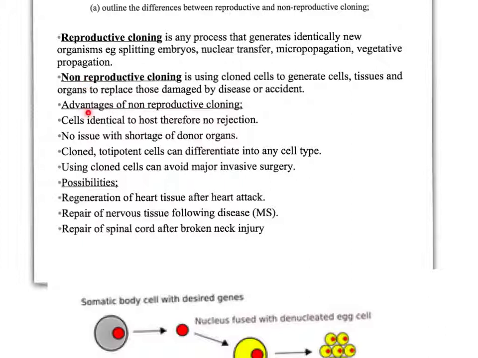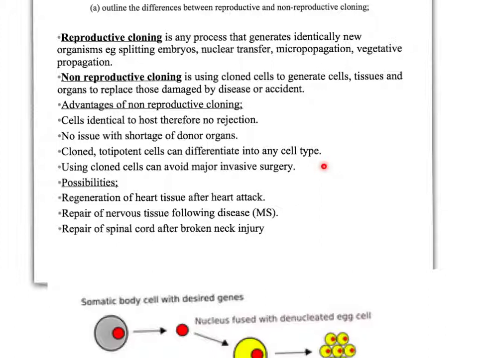There's obviously tremendous advantages to possibly non-reproductive cloning. So the cells will be identical to host cells, therefore no rejection. There wouldn't be issues with donor organ shortage. Cloned totipotent cells, we'll come back to what totipotent means in a minute, can differentiate into any cell type, which is quite exciting. And using cloned cells can avoid major invasive surgery, which particularly in this day and age with various MRSAs and C. difficiles, we try to avoid invasive surgery as much as we can.